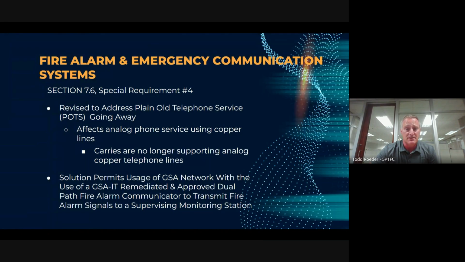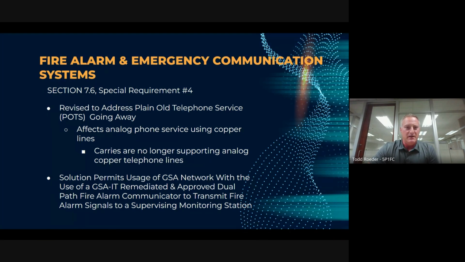In general, these telephone lines are used to transmit fire alarm signals from the building fire alarm system to the supervisory monitoring station that then calls the fire department on behalf of that specific property. In general, the telephone carriers are no longer maintaining these POTS lines due to high maintenance costs. So it's the primary driving force behind that.